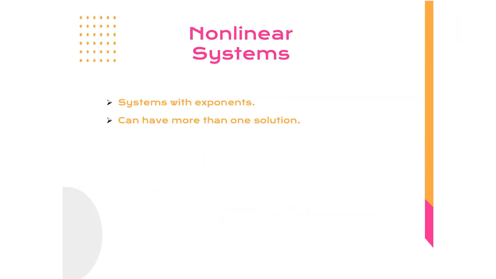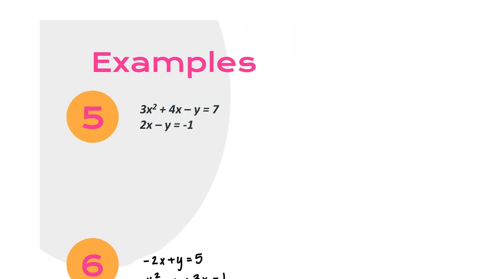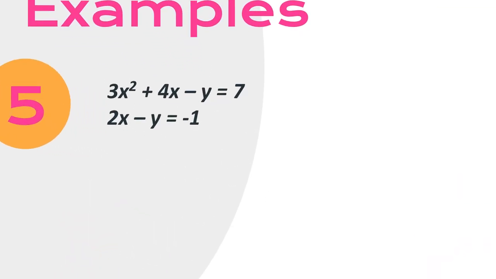All right, nonlinear systems, systems with exponents. These systems can have more than one solution. So in the last few examples that we did, you get one solution, one x and one y. And so when you have an exponent, you're going to have 2, or even no solution. So let's go ahead and do some of the examples. So looking at number 5, we're going to try and isolate one of the variables.